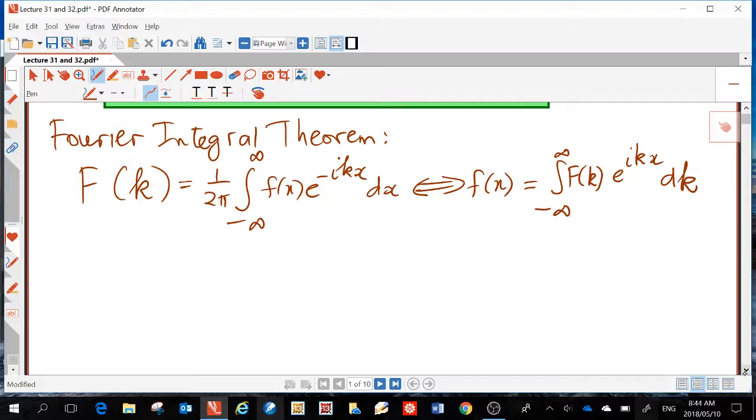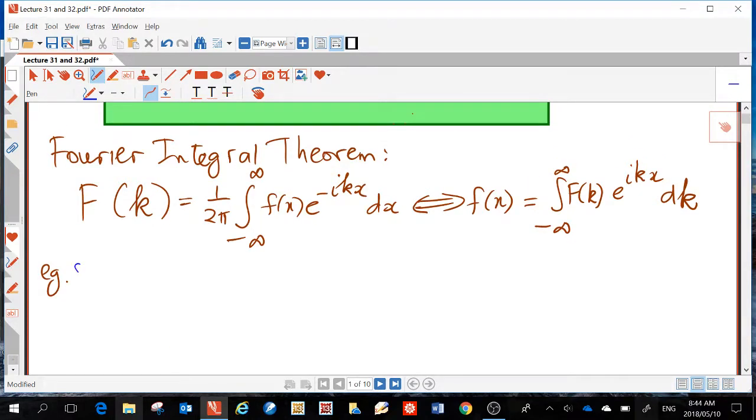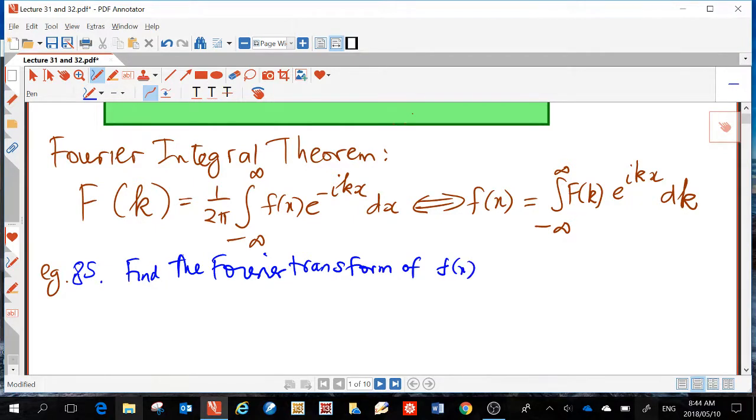So let's take an example. I want to deal with this example in the textbook, example number 85, because it has some nice ideas in it. Example 85. You may notice it appeared in the exam a few times. Find the Fourier transform of f of x equals e to the minus absolute x cos x. So that's the f of x there. You need to calculate the Fourier transform for that function.